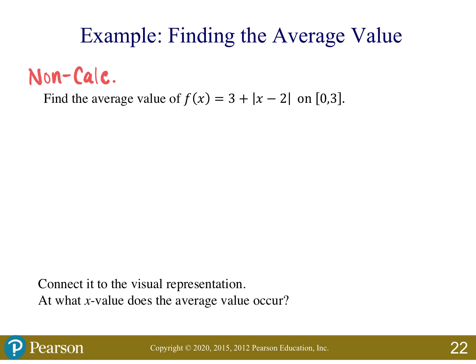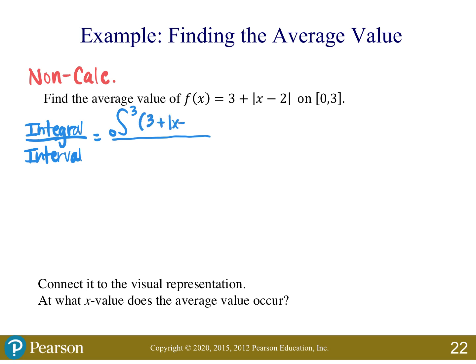All right, find the average value of this absolute value function from 0 to 3. Mathematically, we're like, okay, integral over interval. Now, you don't have to write the words down every single time. I'm just doing it now while we're getting the hang of it. But our integral would be the integral going from 0 to 3 of parentheses 3 plus absolute value x minus 2. It's not the absolute value of the whole thing. The absolute value is only on the x minus 2, dx. And then the interval would be 3 minus 0.